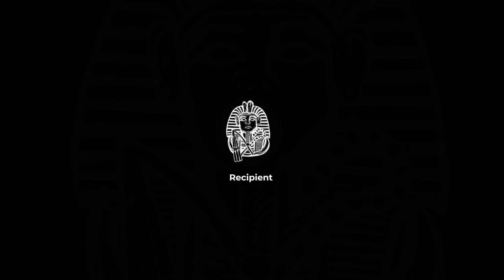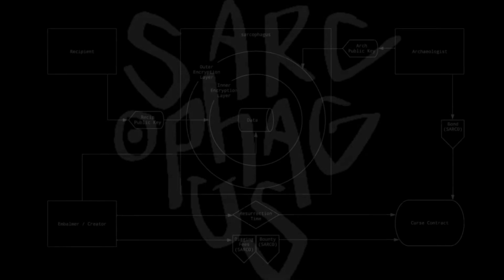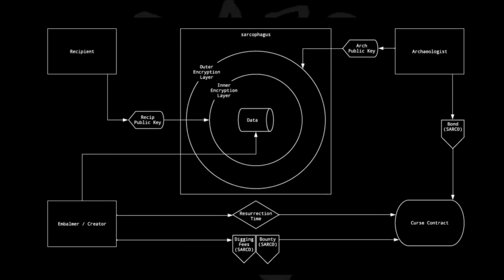So taking a look at this diagram we have here, we can see the role of the embalmer in providing the corpse, which is the payload data. We can also see the archaeologist who provides his public key for the encryption of the outer layer. We now see what makes up the sarcophagus. So we see the data inside, and we now see two layers of encryption of the sarcophagus, and what happens during decryption of the sarcophagus using the public key of the recipient. And this is actually how the process is.